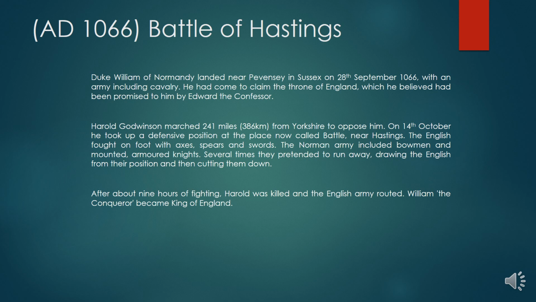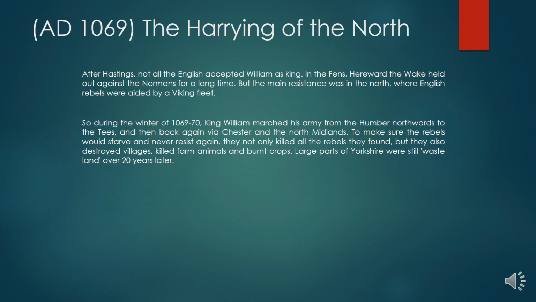The English fought on foot with axes, spears, and swords. The Norman army included bowmen and mounted armored knights. Several times they pretended to run away, drawing the English from their positions and then cutting them down. After about 9 hours of fighting, Harold was killed and the English army routed. William the Conqueror became the King of England.